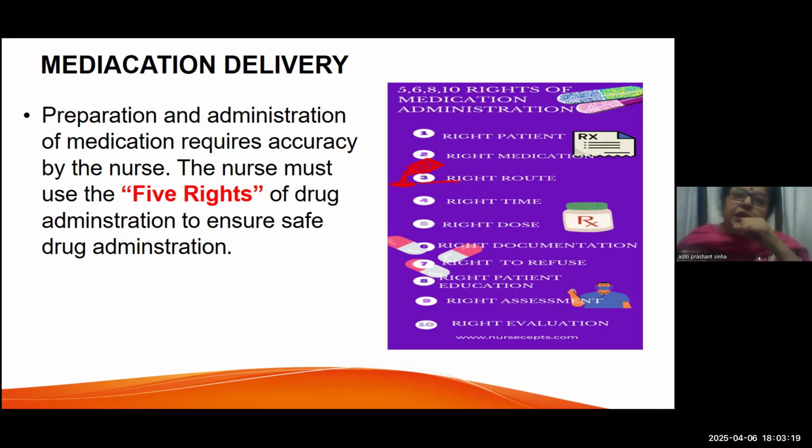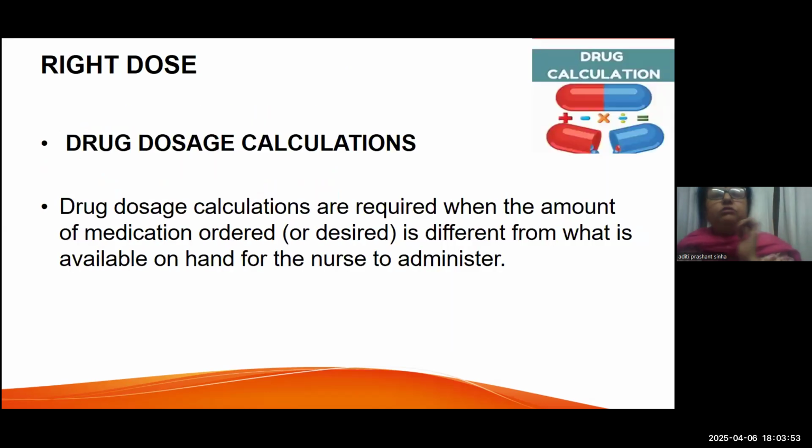Now, you may be thinking that I'm saying 5 rights, but I am counting more than 5. Why? Because as per the patient safety rule, these guidelines have been changed from the rule of 5 to the rule of 10. So we have right patient, right medication, right route, right time, right dose, right documentation, right to refuse, right patient education, right assessment, and right evaluation. What we are going to do today is about the right dose, that is, how to calculate the right dose for the patient.